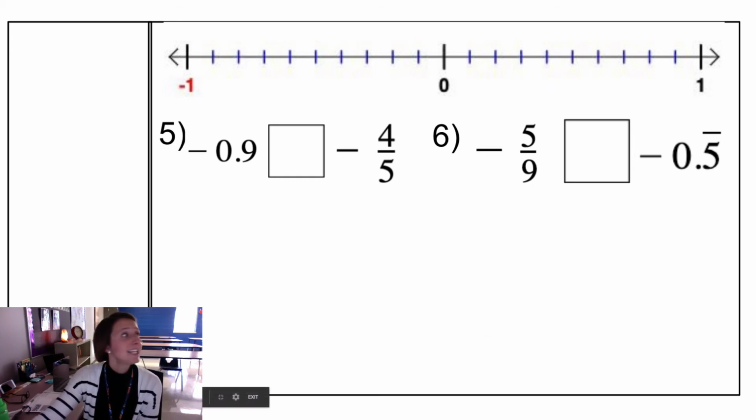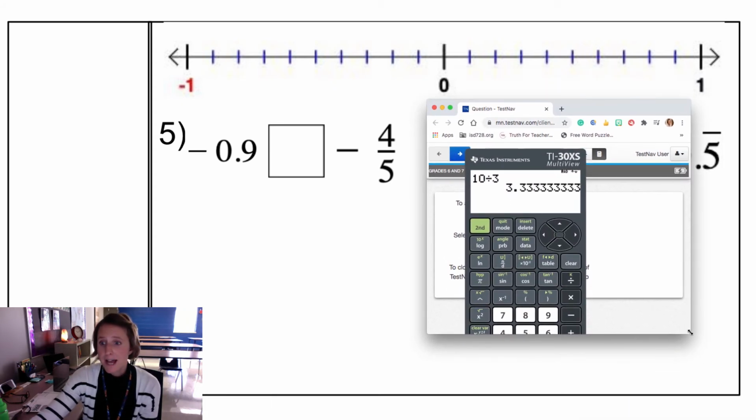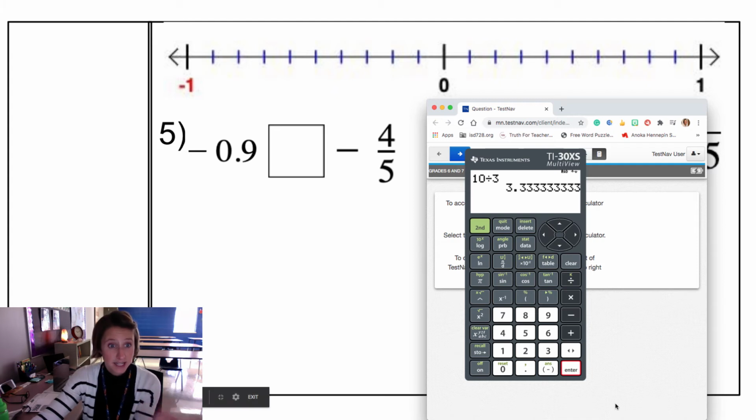So again, I like to see my rational numbers as decimals. So for example 5, I have my negative 9/10, that's a decimal. So I'm going to change negative 4/5 to a decimal. Ignoring the negative, I'm going to go 4 divided by 5.